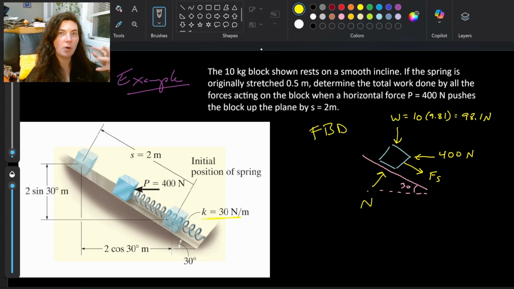So remember, our work is just going to be the force times the displacement, just remembering that it is in the direction of the displacement. When we calculate these for each of these forces, we'll go one by one through each force individually, see what work every single force is doing, and then sum them all up to find that total. So I'm going to start with the thing I see first on here, which is the weight.